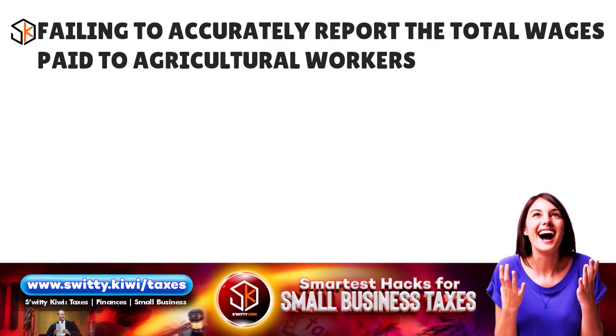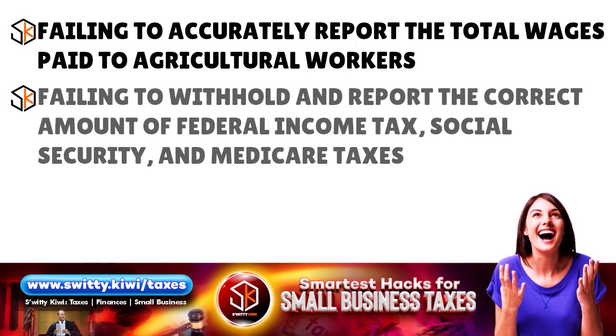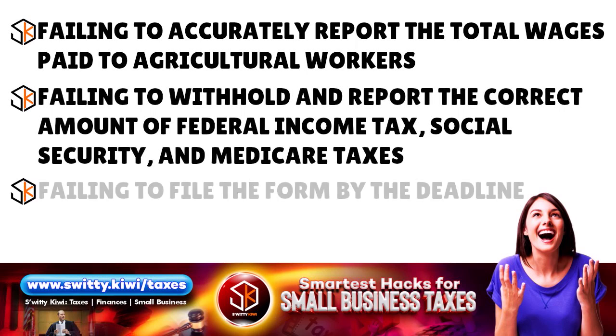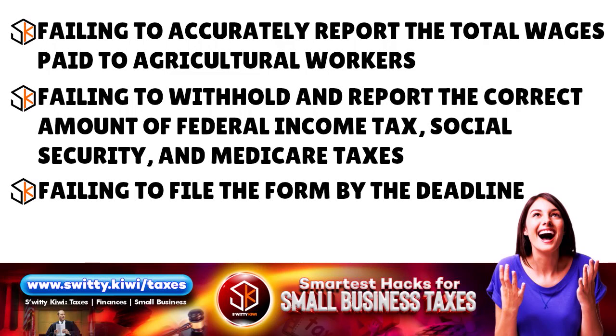There are common mistakes to avoid when filing Form 943: failing to accurately report the total wages paid to agricultural workers, failing to withhold and report the correct amount of federal income tax, Social Security, and Medicare taxes, and failing to file the form by the deadline. If you encounter any issue, it's a lot better to contact the IRS for assistance. The IRS provides a number of resources for employers, including phone support and online help. If you receive a notice from the IRS regarding your Form 943, it is important to respond promptly and provide any requested information.